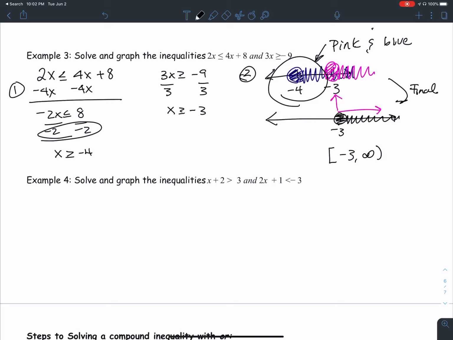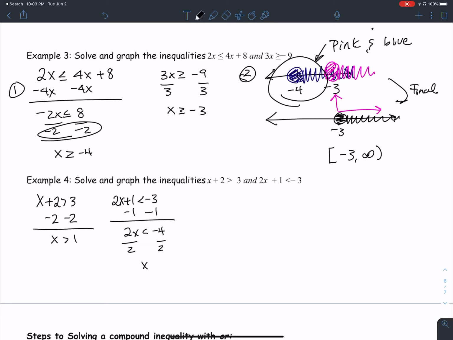Okay, let's do another one. x plus 2 is greater than 3 and 2x plus 1 is less than -3. Subtract 2, so x is greater than 1. 2x is less than -4, divide by 2, x is less than -2.